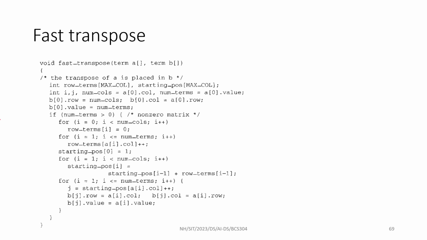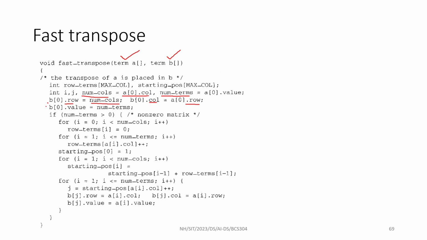We'll see the programs. As usual, it takes two parameters, the original matrix and the resultant transpose matrix. Number of columns in the resultant matrix is number of columns in the original matrix, A of 0. Number of terms in the original matrix is A of 0 dot value. In the resultant matrix, the row becomes column, column becomes row. The columns in the original matrix A becomes the row of B. Row of A becomes column of B.